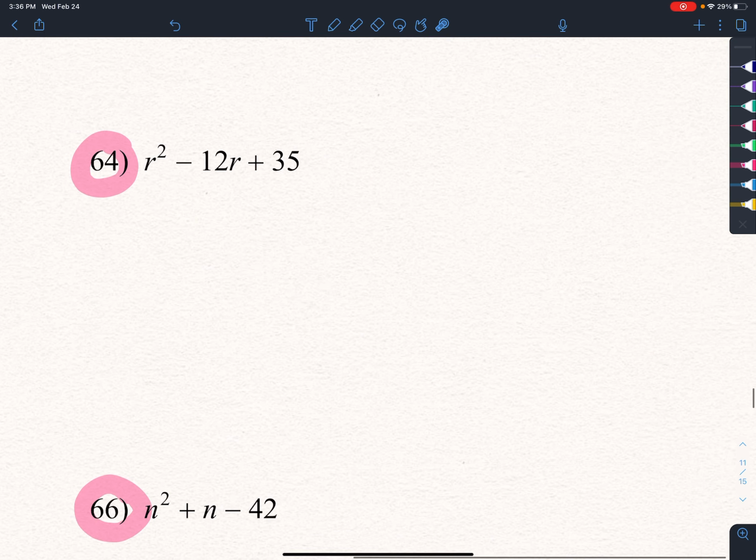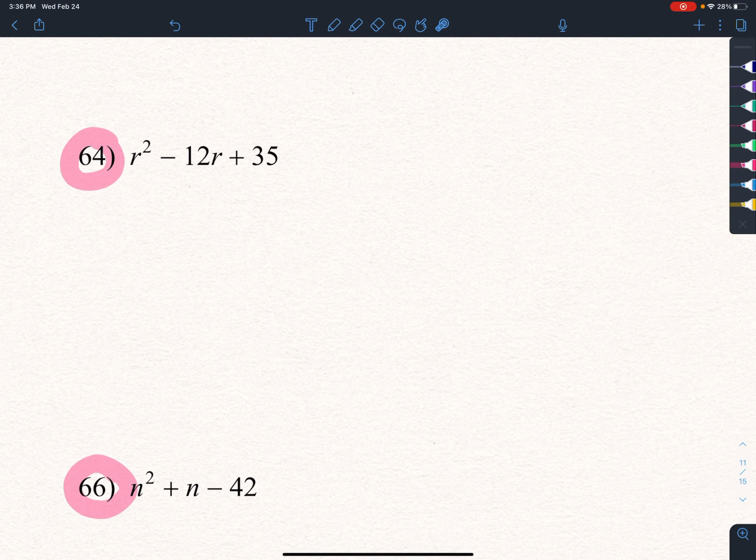We're going to look at this one over here, r squared minus 12r plus 35. We're going to use our same steps. The first step is identifying the pieces of your trinomial. We have to find our A, our B, and our C. A is always the one that goes with the squared term. The B is the one that goes with the exponent 1, and the C is your constant.